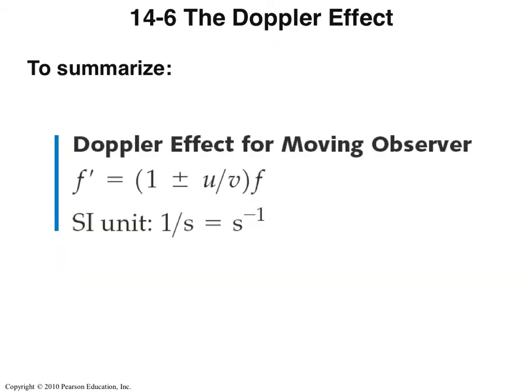So to summarize, F prime, our Doppler effect frequency, is equal to 1 plus or minus, depending on moving away or moving towards it, U, where U is the speed of the observer, over V, which is our known speed of those waves, times that original frequency. Our unit is still the same: 1 over s, or Hertz.